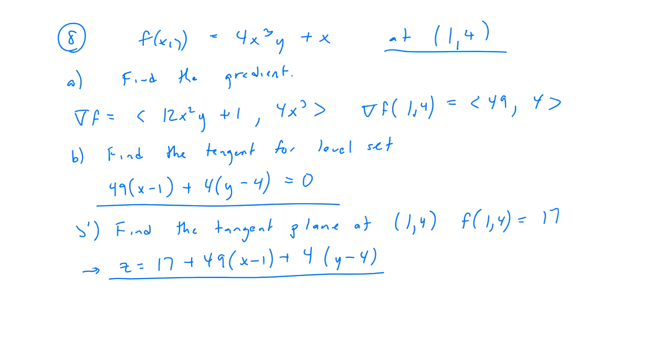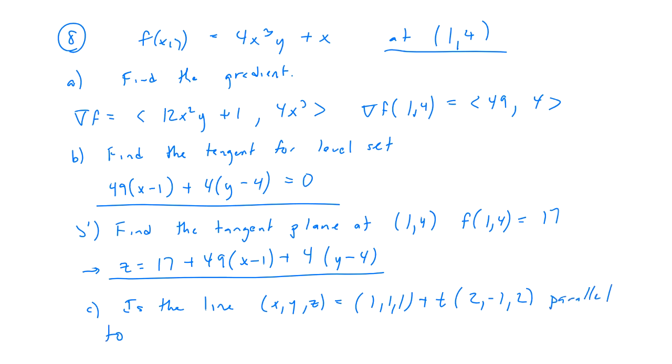And then C, kind of a follow-up to this, which is, and let me just make up one, is the line xyz equal to 1, 1, 1 plus t times 2, negative 1, 2, I guess. Say parallel to this thing.